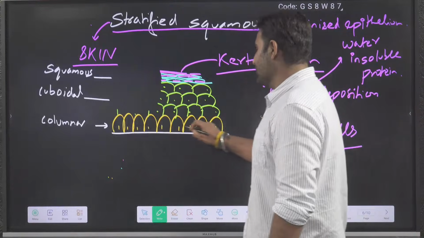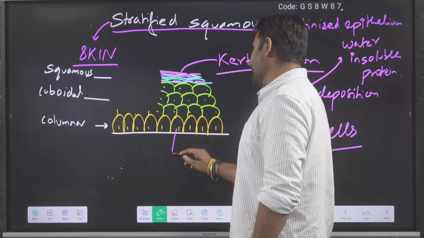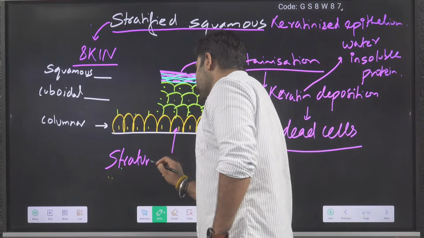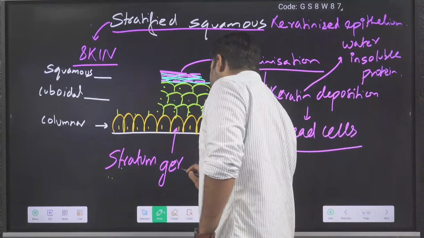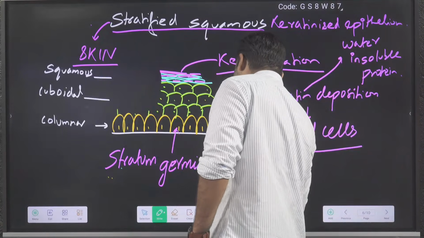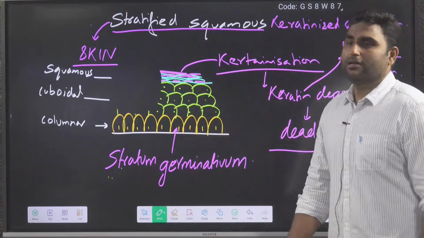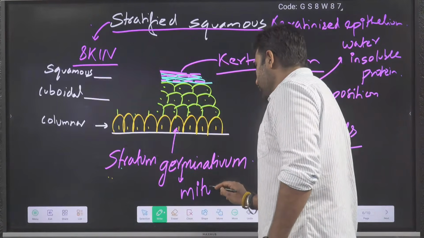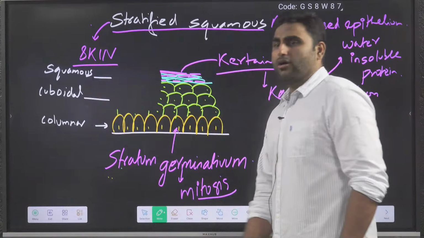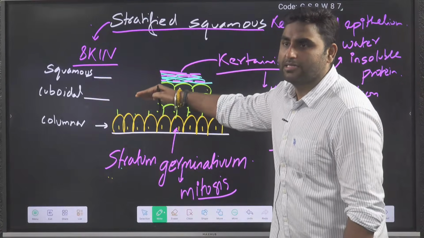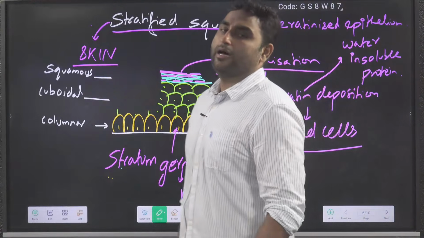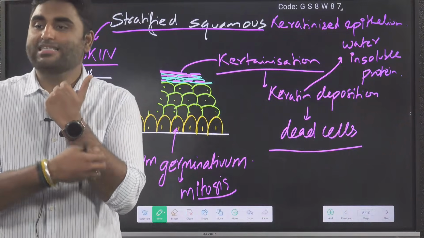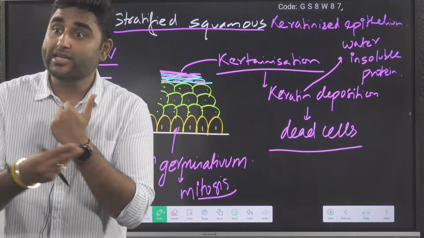So the lower level columnar cells are called stratum germinativum, which is going to undergo mitosis, and again the upper level cells will be formed. Are you getting me? On a daily basis you are losing dead cells, in bathing and scratching.